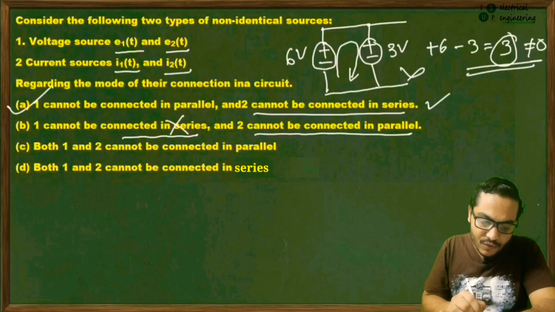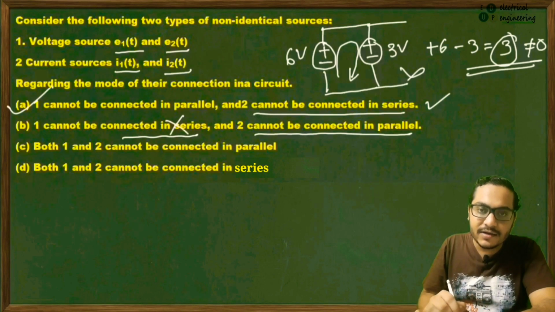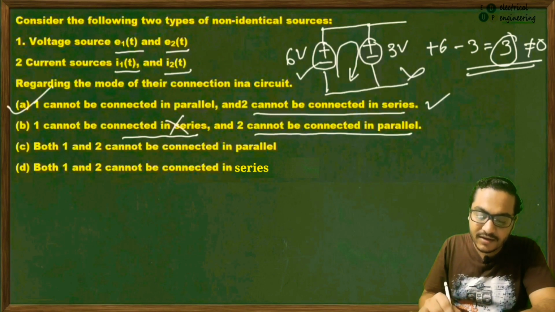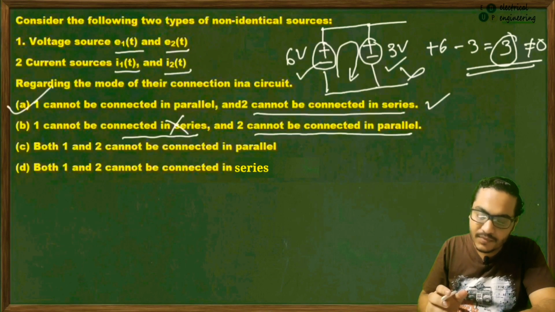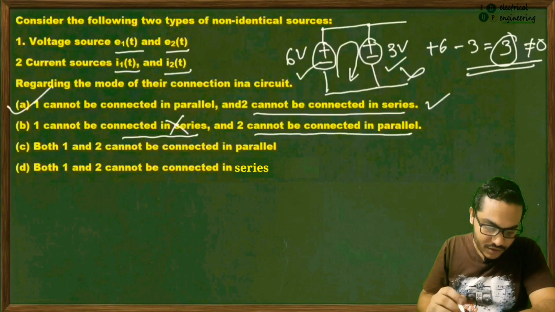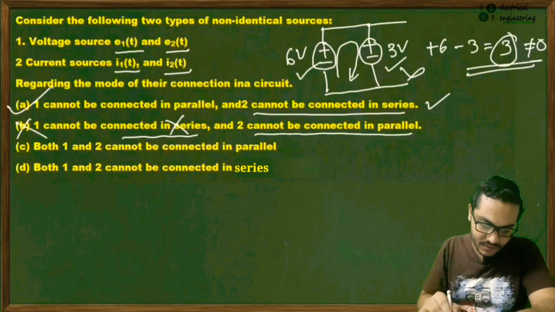So this is wrong. Why? Because we can connect these 6 volt and 3 volt, or different magnitude voltage sources, that is E1 and E2, in series. In series we can write the KVL equation. There is no problem, so this option is wrong.